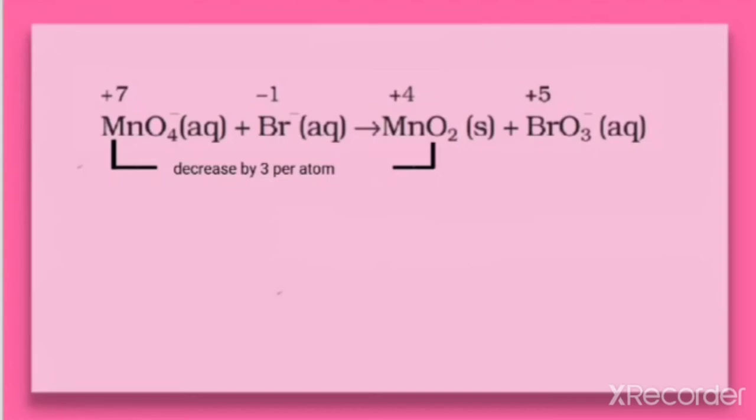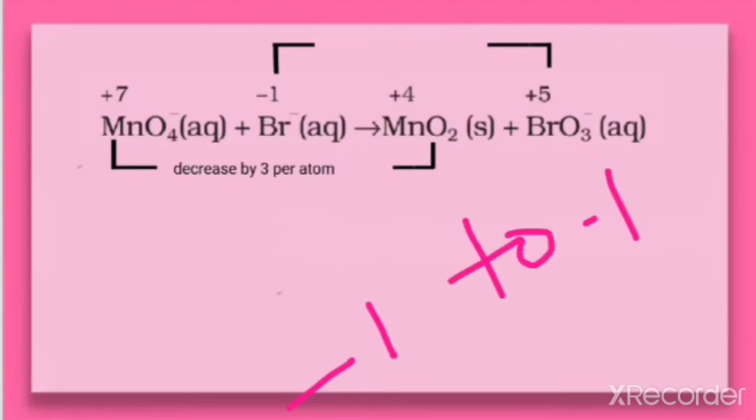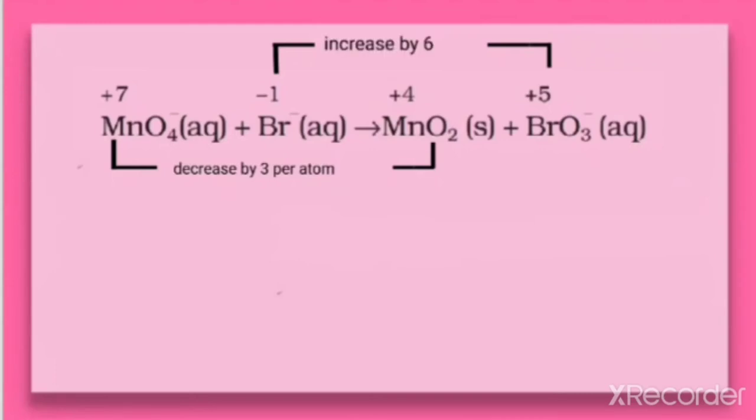Next, when you look at Br, from the left hand side to the right hand side, what is the change in the oxidation number? It is from -1 to +5. So the value is increasing, and the increase is 6 per atom. Here also there is a single atom, therefore no problem. Otherwise you have to multiply by the number of atoms. Now here there is a decrease of 3 per atom, and here an increase of 6 per atom.